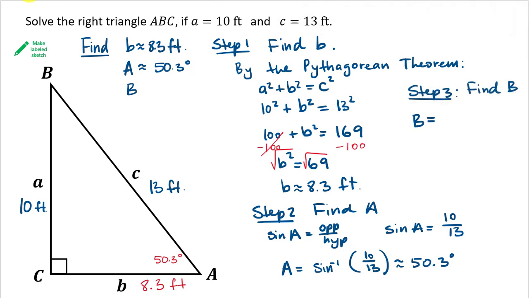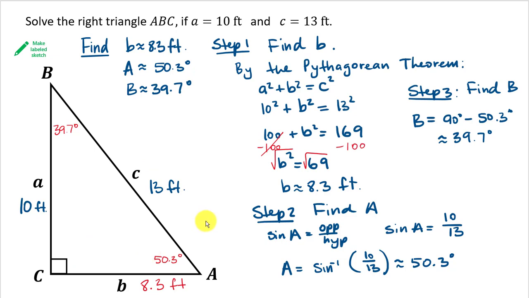So to find angle B, we take 90 degrees and subtract 50.3 degrees. That is approximately 39.7. And the reason I'm saying approximately is because 50.3, the measure of angle A, is also an approximate value. So I added that answer to the list and to the sketch. And with that, we can see that the right triangle is solved. We know all sides and all angles of this right triangle.